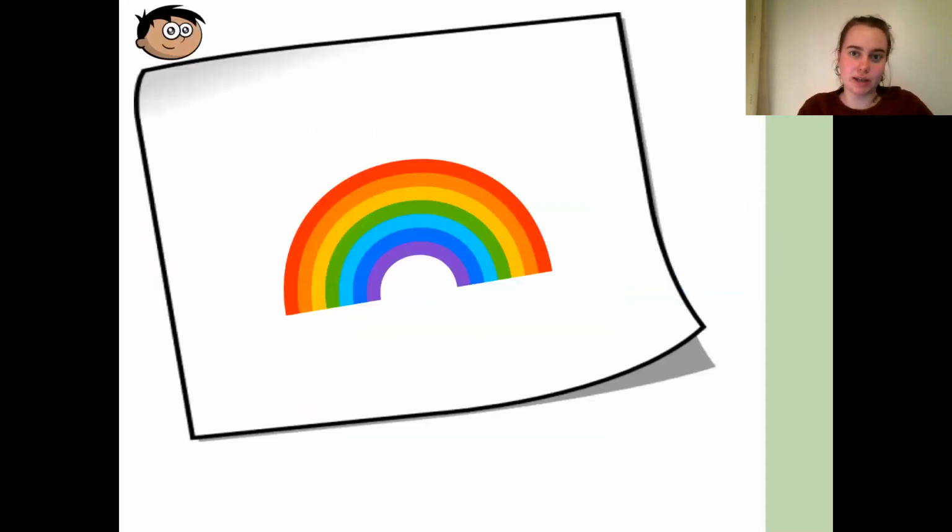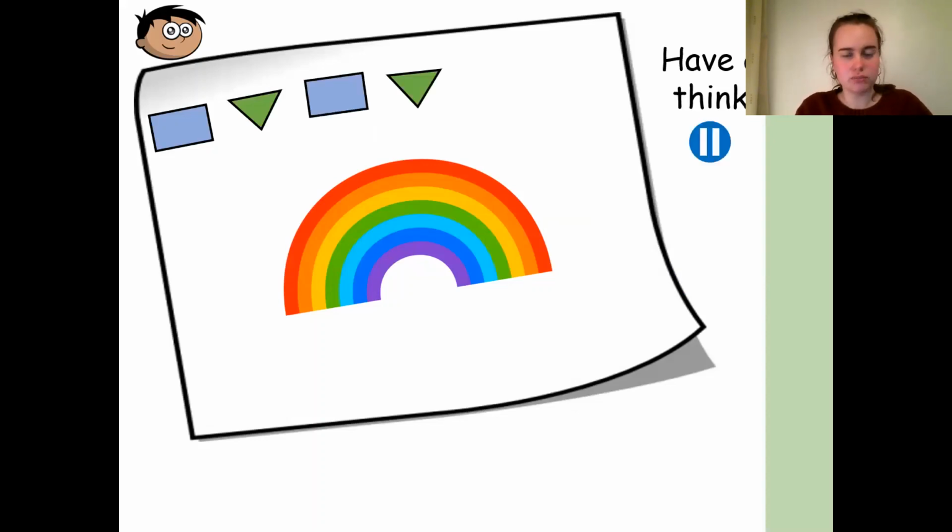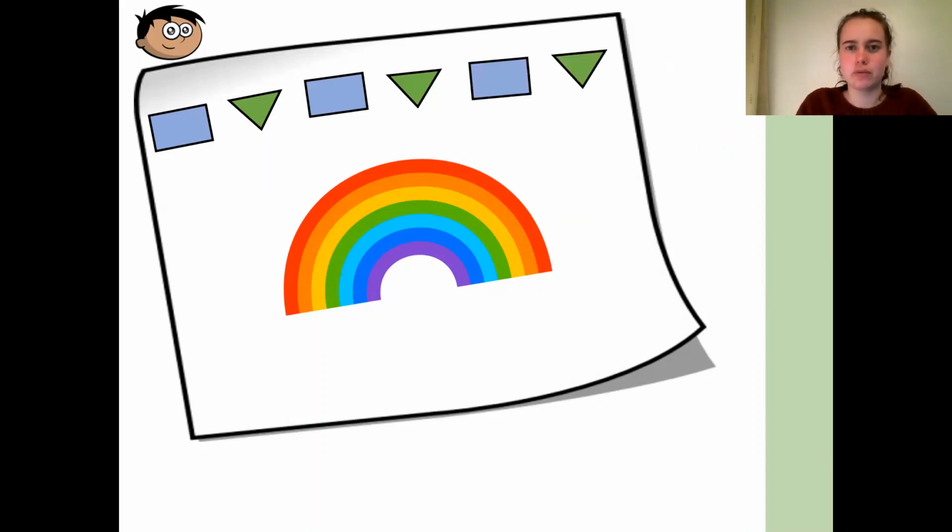So we've got a rainbow here, and this boy is going to draw a repeating pattern around the rainbow. So we've got a blue rectangle, a green triangle, blue rectangle, green triangle. What do you think is going to come next? Another blue rectangle and a green triangle.